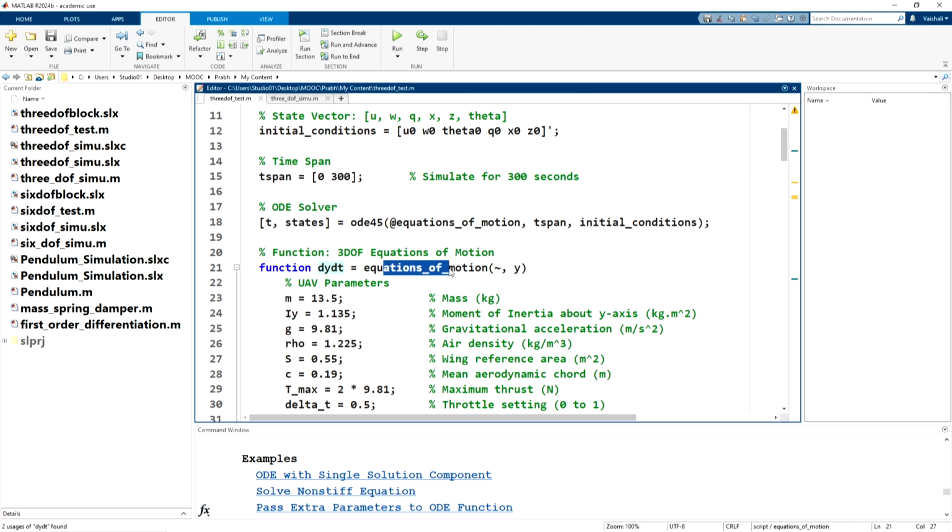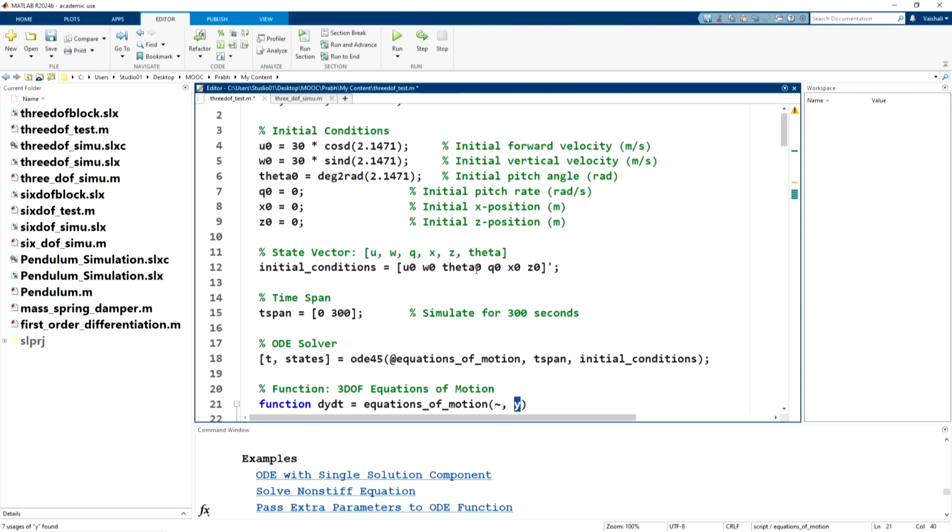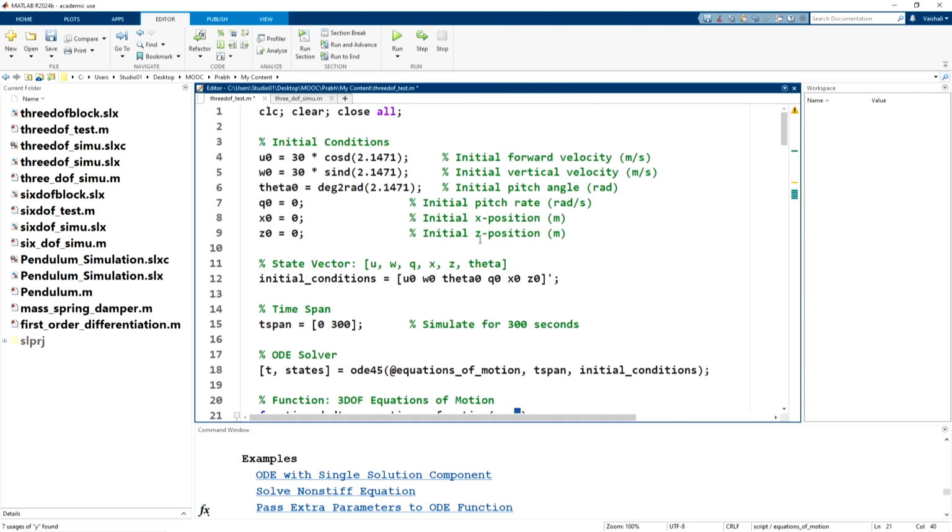The function file is equations of motion, and the input is t comma y. You can write t here as well, no issues. But it will show that since you have not used t here, input argument might be unused. Consider replacing it with tilde. Hence, I have replaced it with tilde. And the input is, of course, the y. All right. Hope it is clear till here.